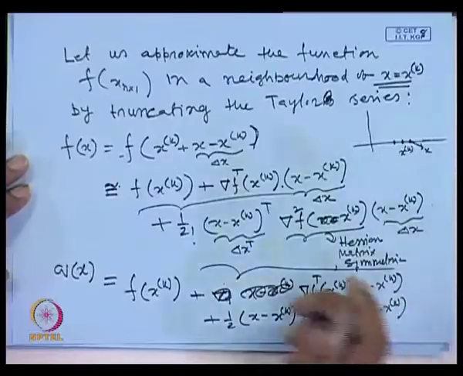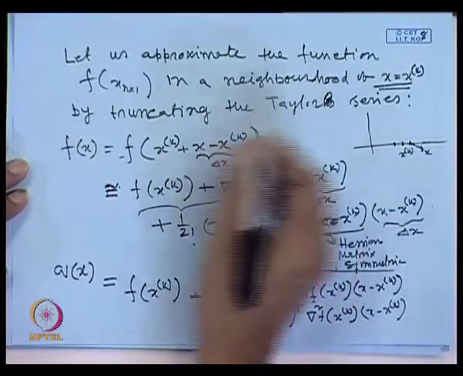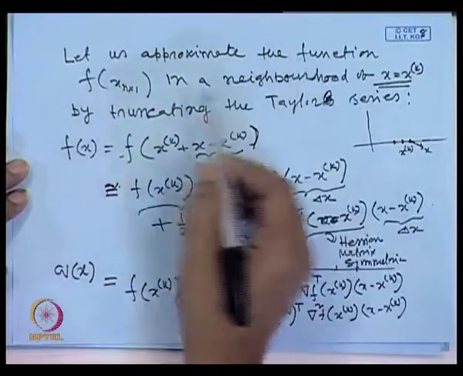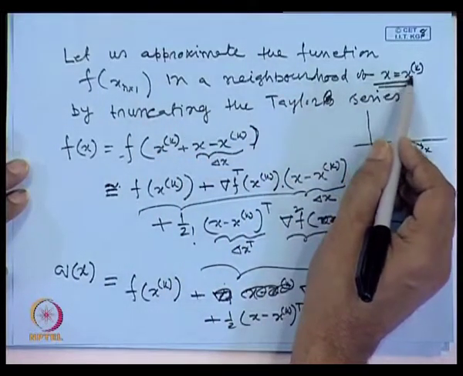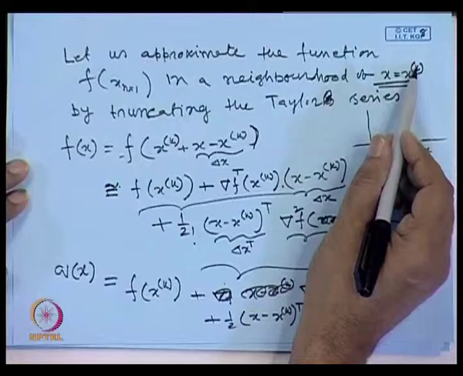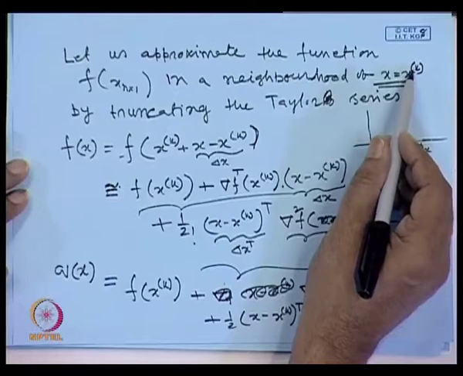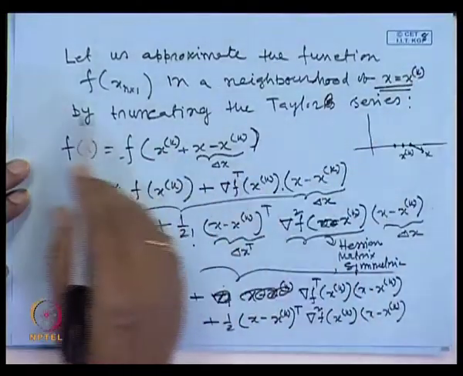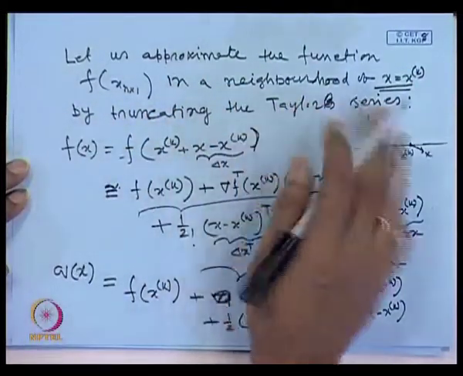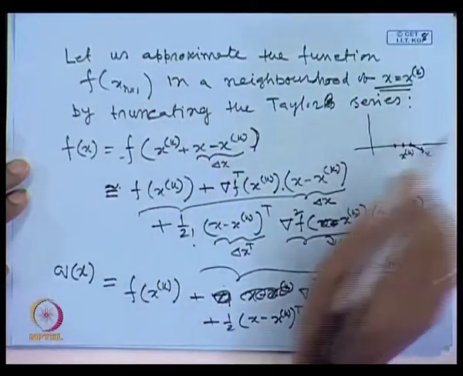Then we discussed Newton's method for solving unconstrained optimization problems. If you recollect, we approximated the function f of x in a neighborhood of x equal to x superscript k, meaning at the kth point the value of x is x superscript k, and that function is approximated by using the Taylor series expansion.